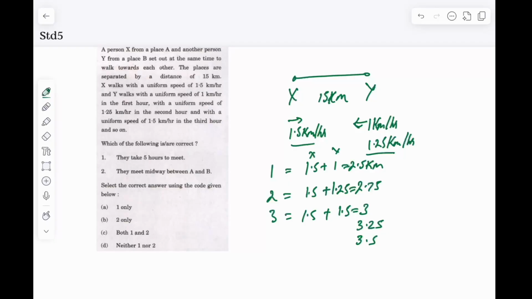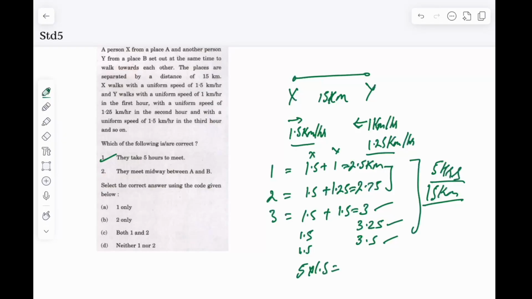What does it add out to be? So this adds out to be, to begin with, around 5.25 and then 8.25 and then 11.5 and 15. So actually after 5 hours, they are covering 15 kilometers, right? So they take 5 hours to meet. True. They meet midway. Let's check. Because every time he's traveling 1.5 and he's traveled for 5 hours, 5 into 1.5 is equal to 7.5. So yes, they meet in the midway. That is also the correct statement. So basically we are just trying to visualize and put it on paper, and we are able to solve these questions.